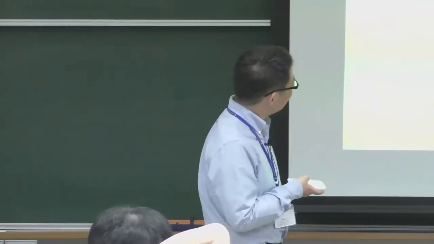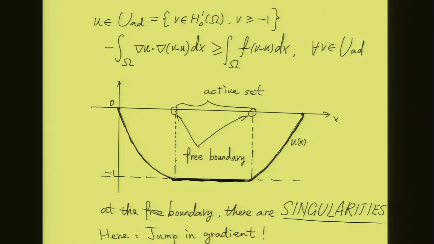And so here is the figure of this thing, and I can only give a one-dimensional case. This is the obstacle, and this V should be greater than minus one. So we have an F, and there is a free boundary, and this part is the so-called active set.